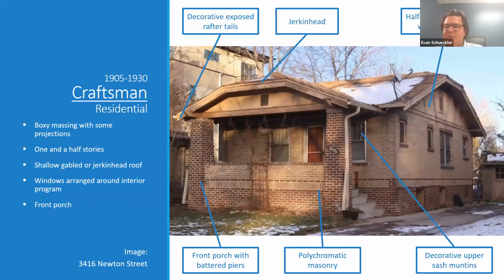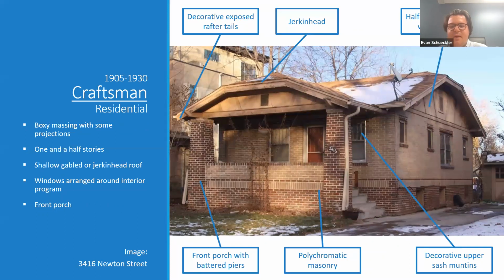And then, of course, the craftsman style, something that's very, very common here in Denver. Often a boxy massing. Sometimes you'll have a small projection at the side, 1.5 stories, shallow gabled roofs, or in this case, we have the jerkinhead roof, which is where the point of the gable is clipped off. And again, you have that same idea of the windows being arranged around the interior program, as opposed to looking for a very even exterior appearance.